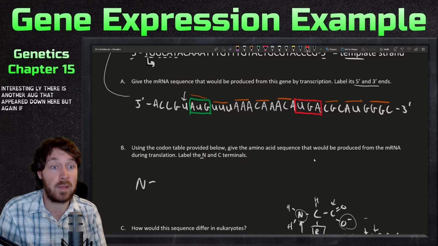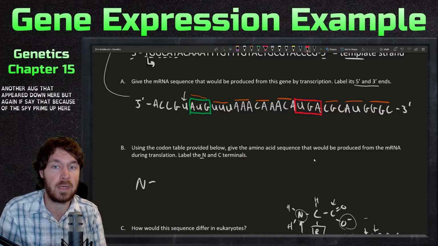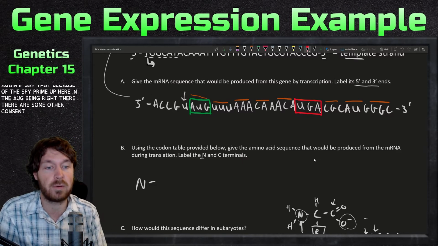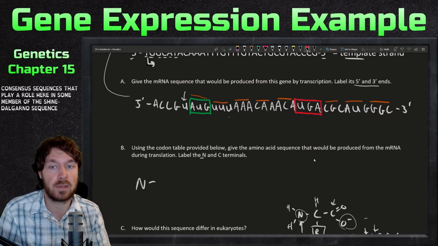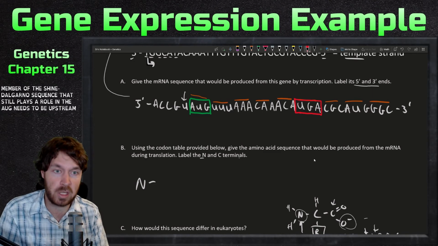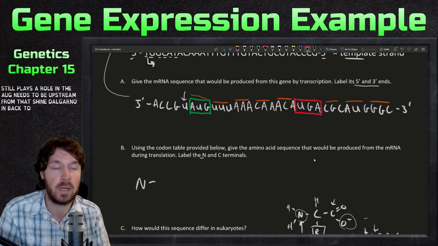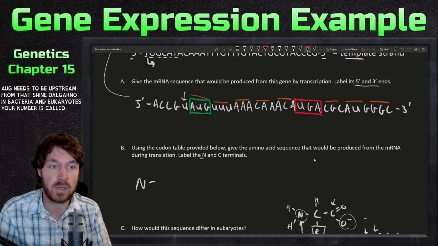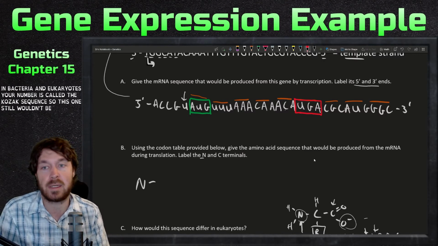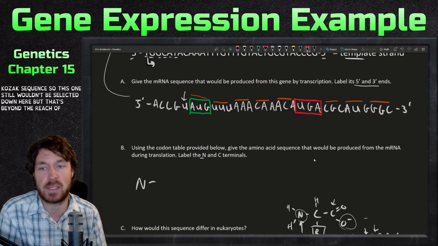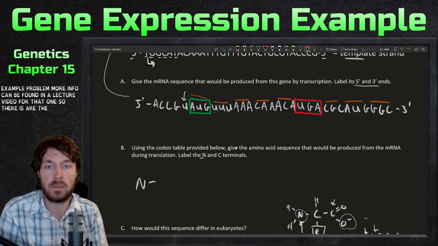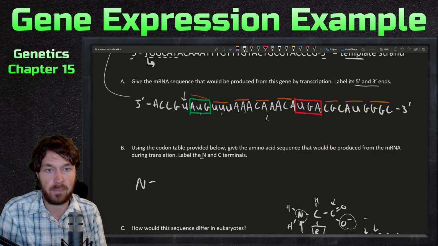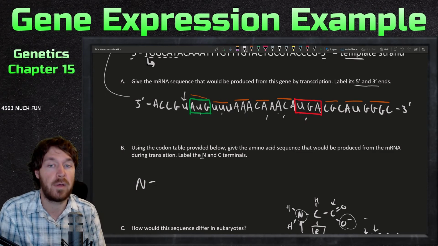But again, because of this 5' up here and the AUG being right there, there are some other consensus sequences that play a role here. So remember the Shine-Dalgarno sequence. That still plays a role, and that AUG needs to be downstream from that Shine-Dalgarno in bacteria. In eukaryotes, remember, it's called the Kozak sequence. So this one still wouldn't be selected down here, but that's beyond the reach of this example problem. More info can be found in a lecture video for that one. All right, so those are our bases then. We have 1, 2, 3, 4, 5, 6, pretty much 5 amino acids here.